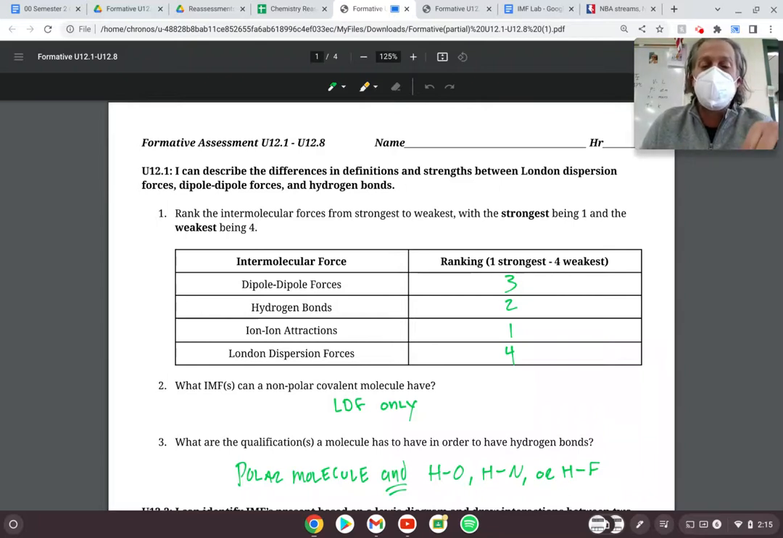The strongest here would be ion-ion attractions. The second strongest would be hydrogen bond forces of attraction. The third strongest would be dipole-dipole forces of attraction, and the fourth strongest would be London dispersion forces of attraction.